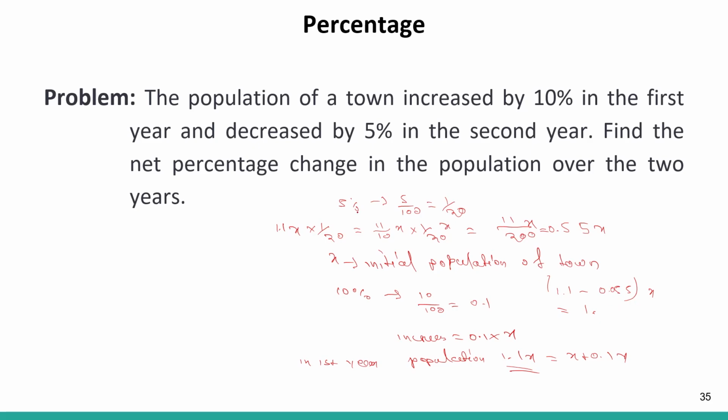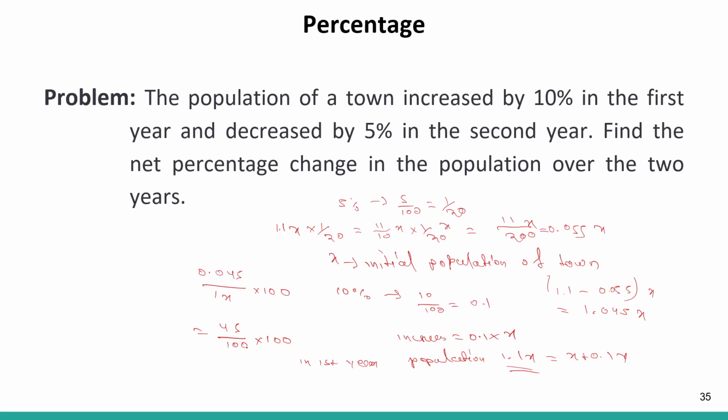Okay, so 1.045x minus x is equal to 0.045x. So this much amount. So change is what? Change is 0.045x, and the original is 1x. So this will be into 100. Into 100 is the percentage change. That is 0.045 into 100.